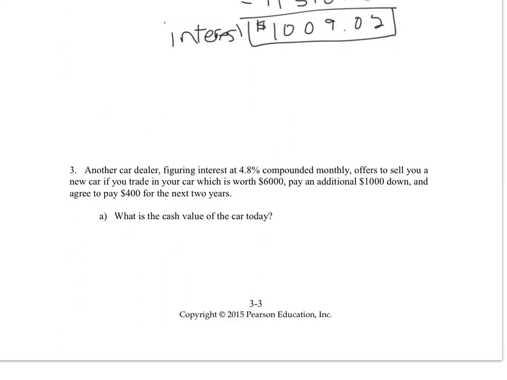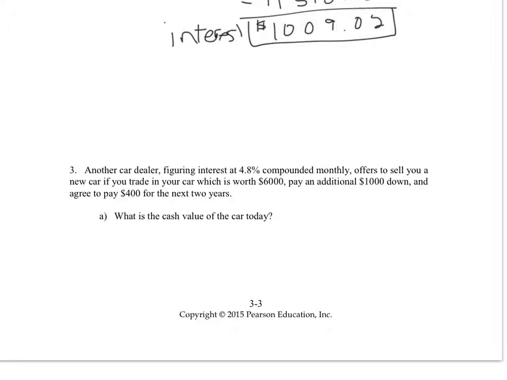All right, so if you're a smart shopper, you don't necessarily go with the first deal. You talk to another car dealer. He's only going to charge 4.8% interest compounded monthly. And he tells you that if you'll trade in that car, which is also worth $6,000, pay him an additional $1,000 down and pay $400, but only for 2 years, he'll make that deal with you.